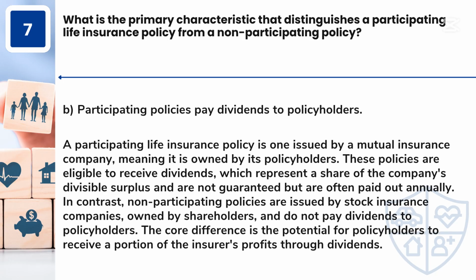Answer: B. Participating policies pay dividends to policyholders. A participating life insurance policy is one issued by a mutual insurance company, meaning it is owned by its policyholders. These policies are eligible to receive dividends, which represent a share of the company's divisible surplus and are not guaranteed but are often paid out annually. In contrast, non-participating policies are issued by stock insurance companies, owned by shareholders, and do not pay dividends to policyholders. The core difference is the potential for policyholders to receive a portion of the insurer's profits through dividends.